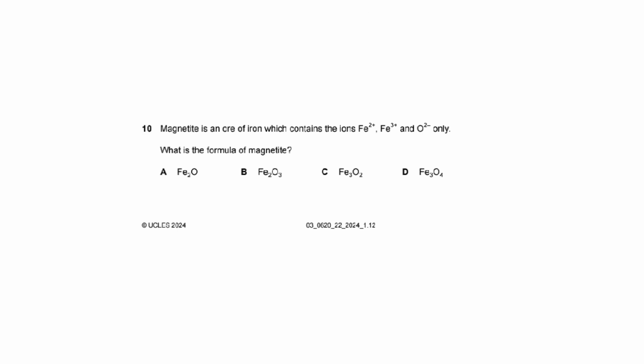And he says that magnetite is an ore of iron which contains the Fe2+ ion, the iron 3+ ion, and the O2- ion only. So it must have a 2+, it must have a 3+, and it must have the O2- ion.